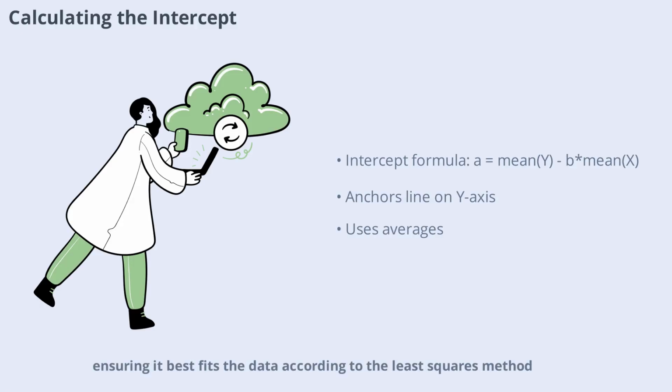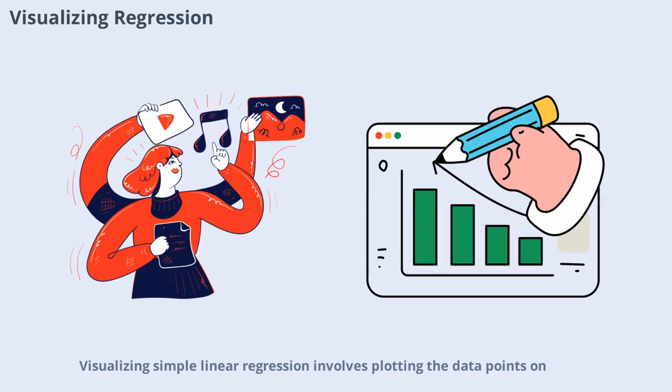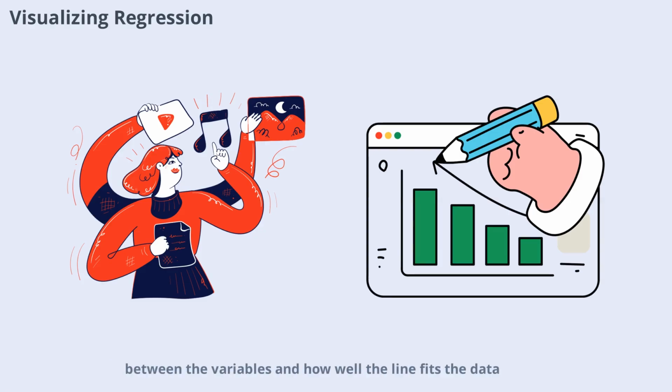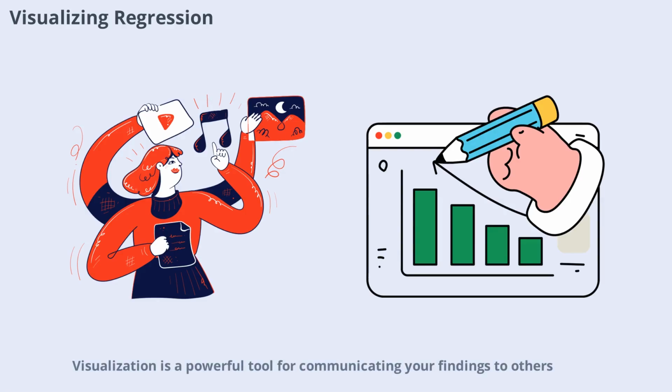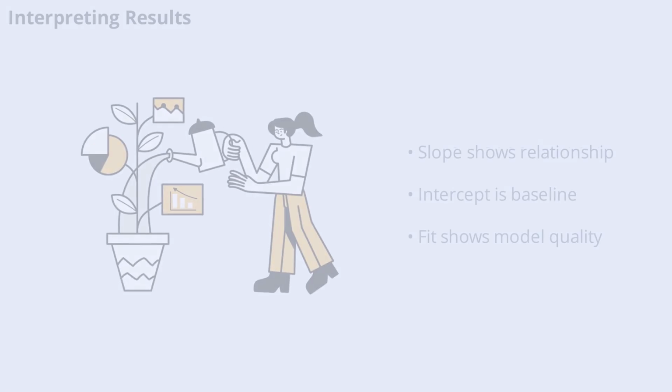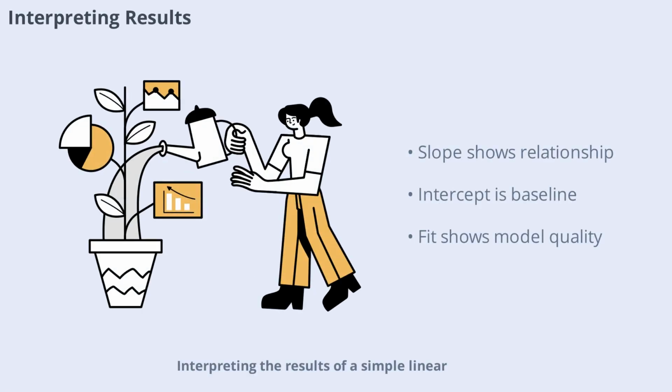Visualizing simple linear regression involves plotting the data points on a scatter plot and drawing the regression line through them. This visual representation makes it easy to see the relationship between the variables and how well the line fits the data. It also helps identify any patterns, trends, or outliers that might affect the analysis. Visualization is a powerful tool for communicating your findings to others. Interpreting the results of a simple linear regression involves looking at the slope and intercept, as well as the overall fit of the model.